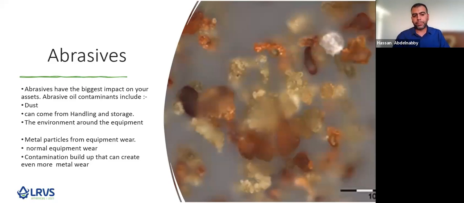Some metal parts can come from normal wear, like aging, but some can come from the buildup of this contamination, fitting inside the oil film and creating third-body abrasion and increasing the wear rate of the metal itself.